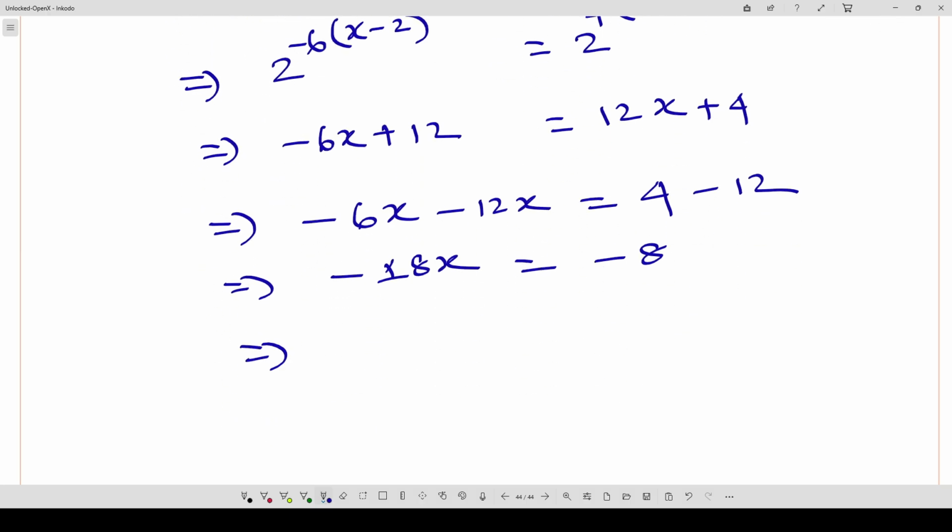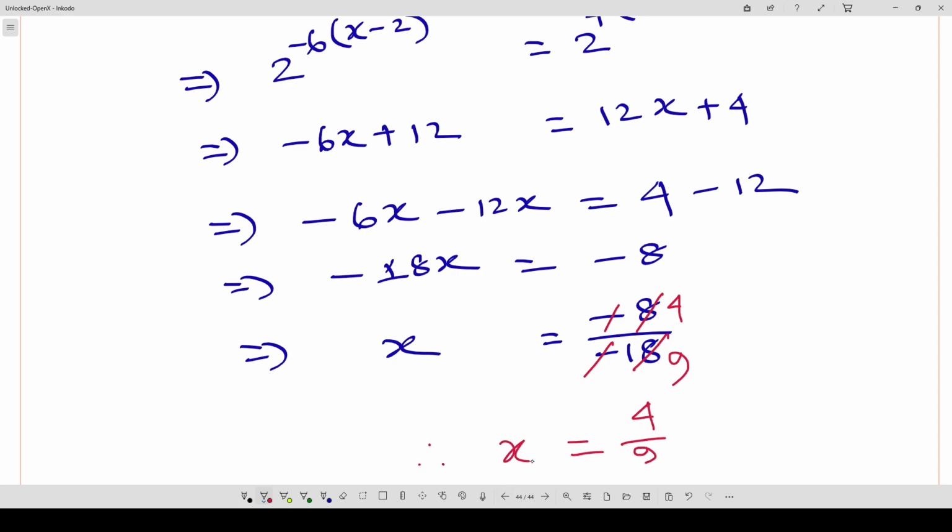Now we are dividing both sides by minus 18. So it will be x equals minus 8 divided by minus 18. So minus and minus cancel out. And this fraction 8 divided by 18 we can divide by 2. So here is 4, and here is 9. So our answer will be 4 divided by 9. So x equals 4 by 9. This is our required answer.